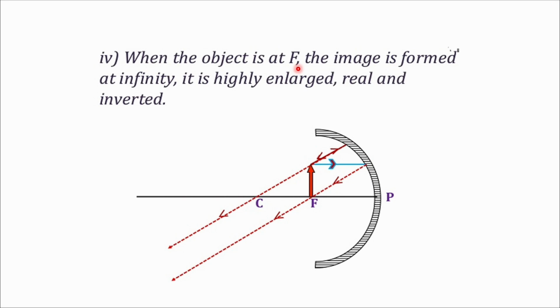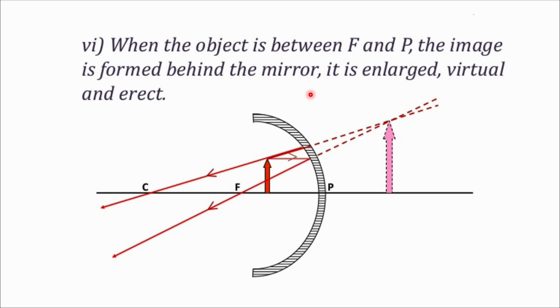Let us go to the next position. Suppose the object is placed exactly at the principal focus, capital F, the image is formed at infinity. What is the size of the image? It is highly enlarged, real and inverted. So if the object is placed at the principal focus, the image is formed at infinity, and the size of the image is highly enlarged, real and inverted.